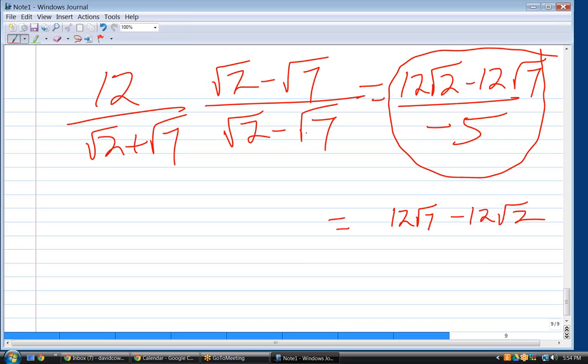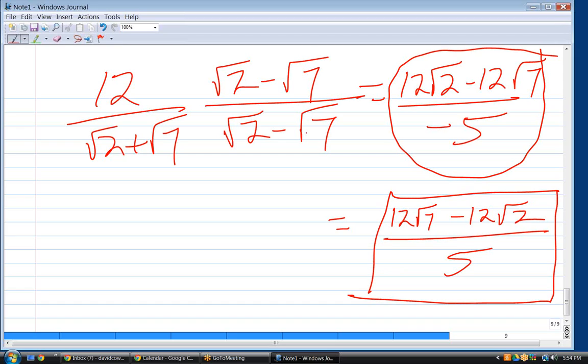I've reversed the order in the numerator, and I've removed the negative sign from the denominator because I reversed the order in the numerator. So this is a little bit prettier answer than what I have circled. They're both the same number. It's just the bottom one has fewer minus signs in it.